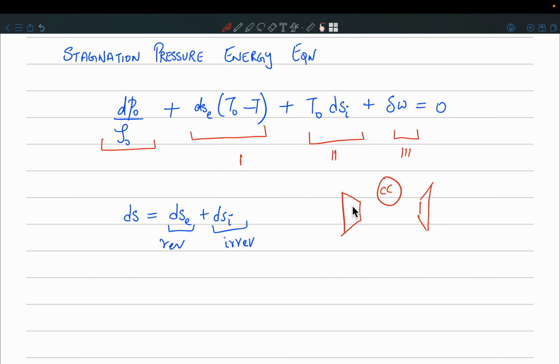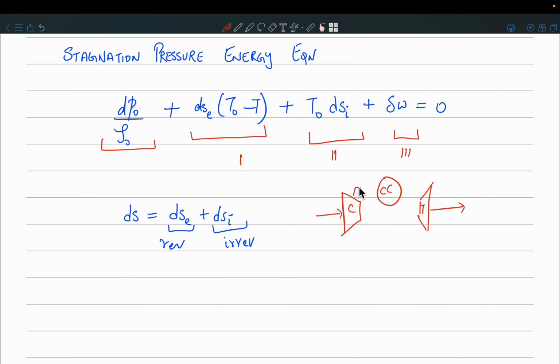So when you read propulsion, you have a compressor, turbine, and in between the compressor and turbine you have a combustion chamber, right? So in the compressor, the flow comes in, there is work being added to the flow to compress it, so there is delta W. So that is why the stagnation pressure should change in the compressor. Similarly, in the turbine, the flow energy is converted to work energy, right?